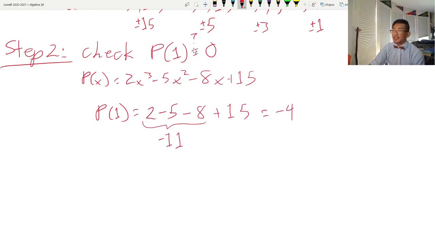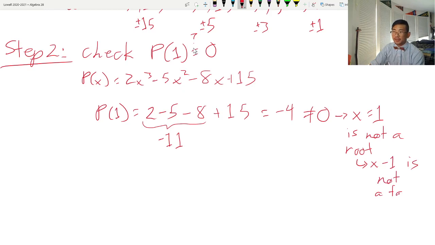So what does this mean? This tells us that this is not 0, and therefore x equals 1 is not a root, or an x-intercept, and therefore x minus 1 is not a factor of P of x. Darn. Okay, well, let's try another one.